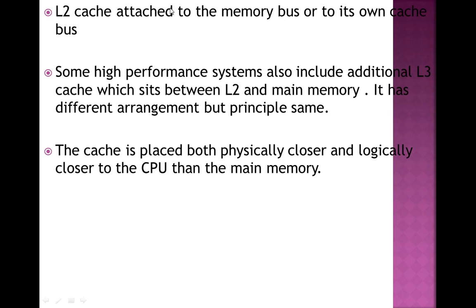Then the L2 cache is attached to the memory bus or its own address bus. In some high performance systems, there is also a requirement for another cache. Then there is another level of cache memory, known as the L3 cache, that sits between the L2 and the main memory. It has a different arrangement, but the principle is the same.